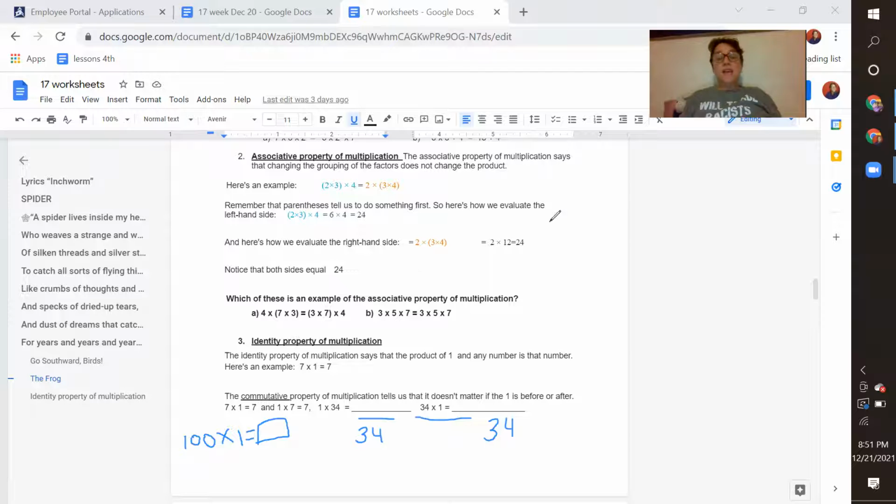And on the other side of this worksheet, we'll work together to make multiplication fun.